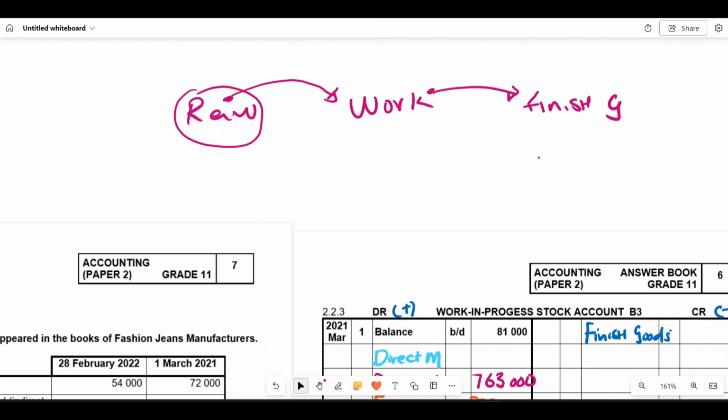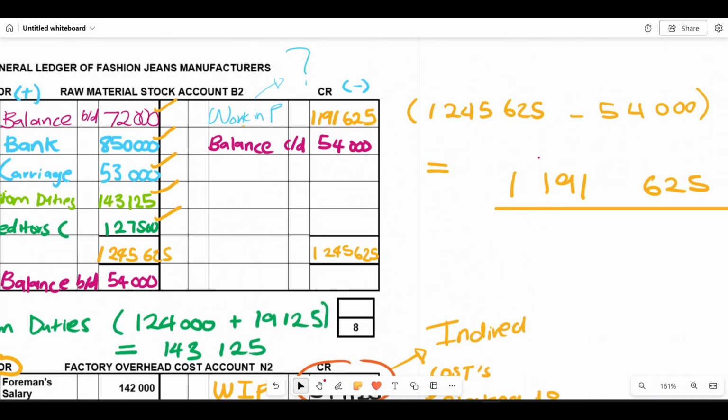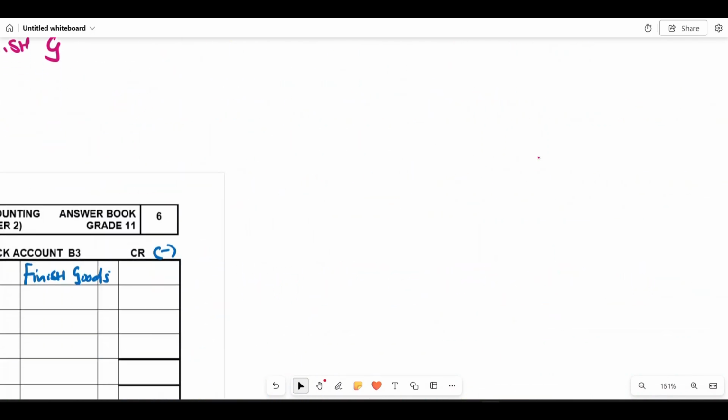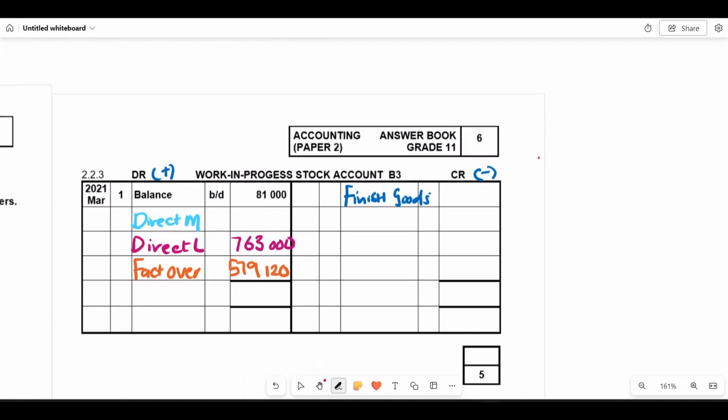Now for our direct material, remember, if I were to show you the ledger we prepared, right? We said this direct material that we're going to transfer to our work in progress, it was even a balancing figure. So this is the cost of our direct material that we transferred to our work in progress. And this is the amount we need to recognize in our work in progress, 1,191,625. So I'm going to write the amount here. So these are our direct materials, or our raw materials we transfer to the work in progress. This is the factory overhead cost balance, and this is our direct labor, right?